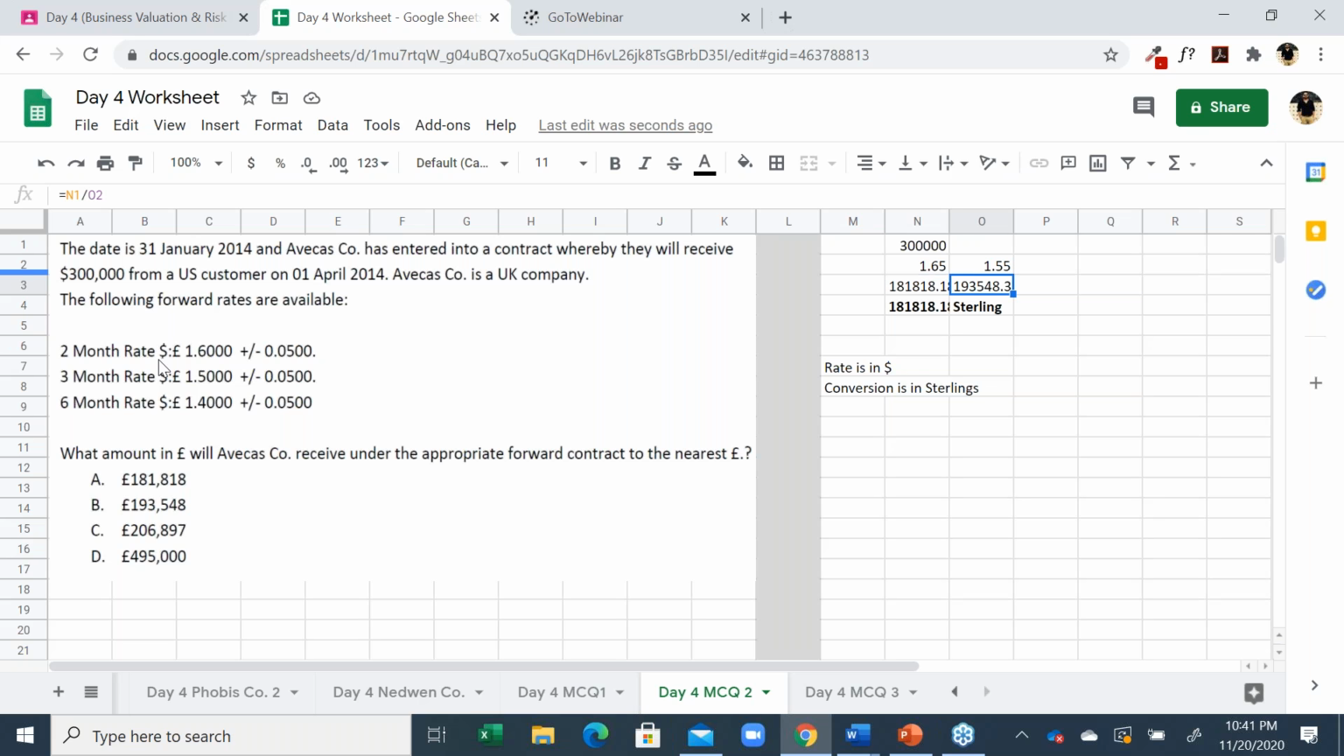So which amount is the bank going to pay us, the higher or the lower one? The lower one. Obviously this 181818. So we should not use this rate. Why should we be using this rate? The bank is not going to pay us this amount. So it should be 1.65, and that's what we are going to see.